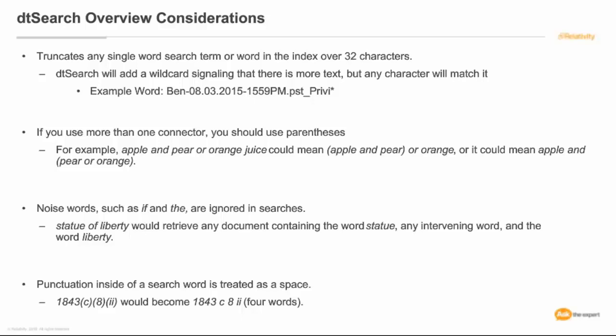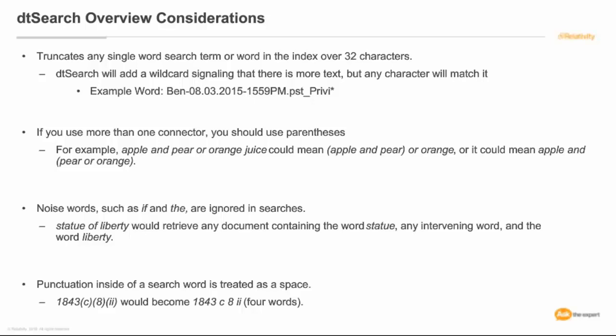Much like keyword search, noise words are ignored during dtSearch searches. A search term containing a noise word will return any document with any word replacing the noise word. There are many noise words that are built into a dtSearch index by default, so if you're getting over-inclusive results on a search, make sure to double-check the noise words list.